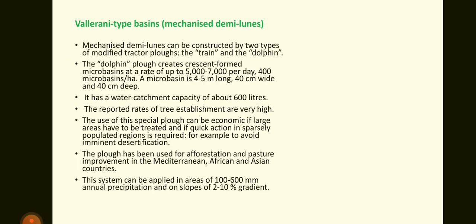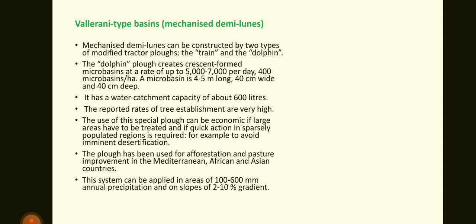Various types of basins, mechanized half moons. Half moons can be constructed by two types of modified tractor plows, the Tren and a Dolphin. The Dolphin plow creates crescent-form microbasins at a rate of about 5,000 to 7,000 per day, 400 microbasins per hectare. A microbasin is 4 to 5 meters long, 40 centimeters wide, and 40 centimeters deep. It has a water catchment capacity of about 600 liters.